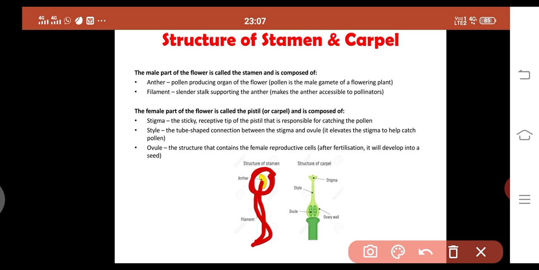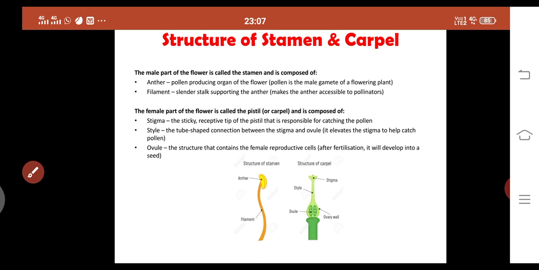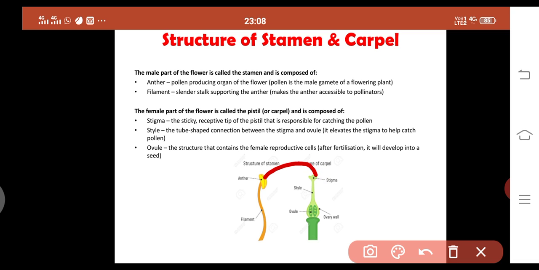Next is the female reproductive part. Stigma, the sticky receptive tip of the pistil that is responsible for catching pollens. So the pollen that is going to get released from the anther just goes and sticks to the stigma. And style is a tube-like structure which connects the ovary and the stigma. Here the pollen grains pass through it.